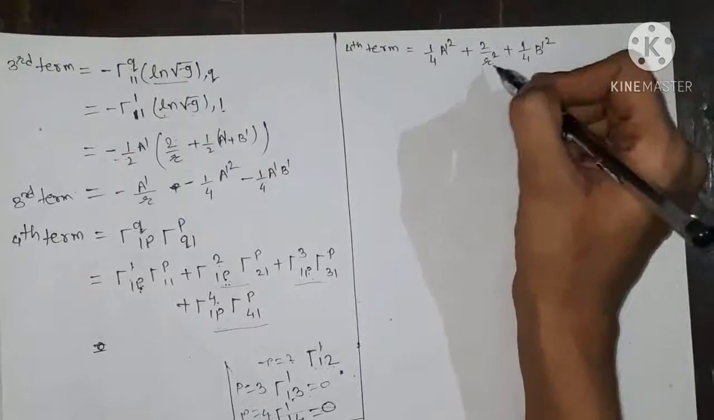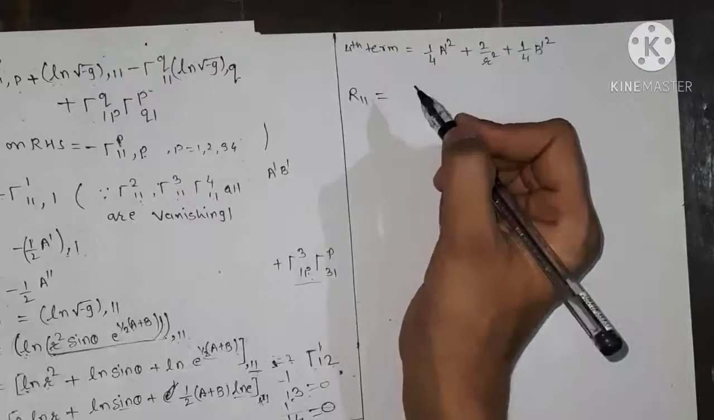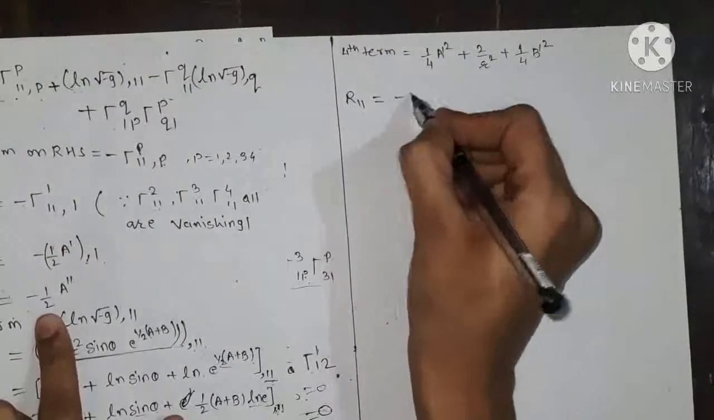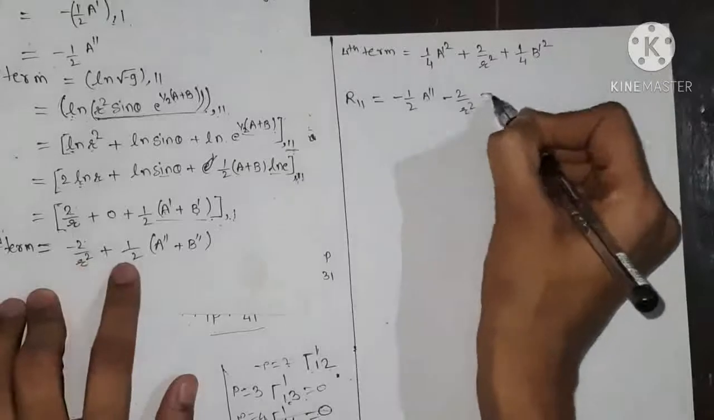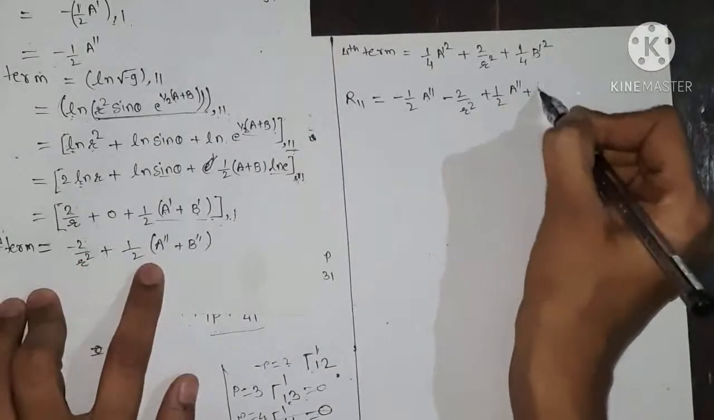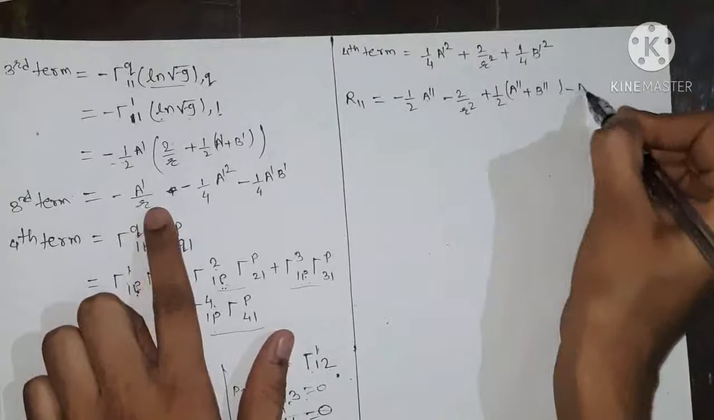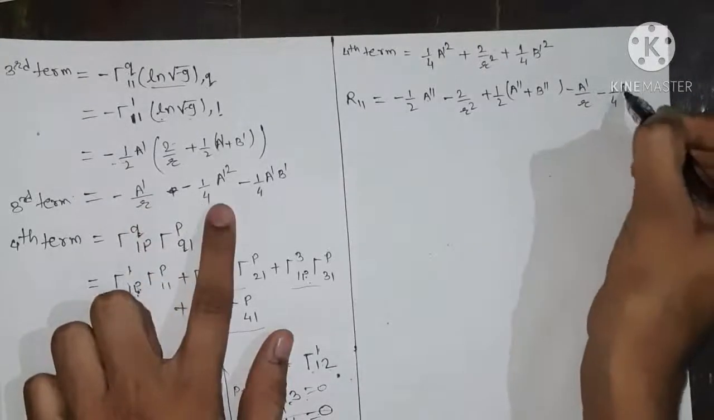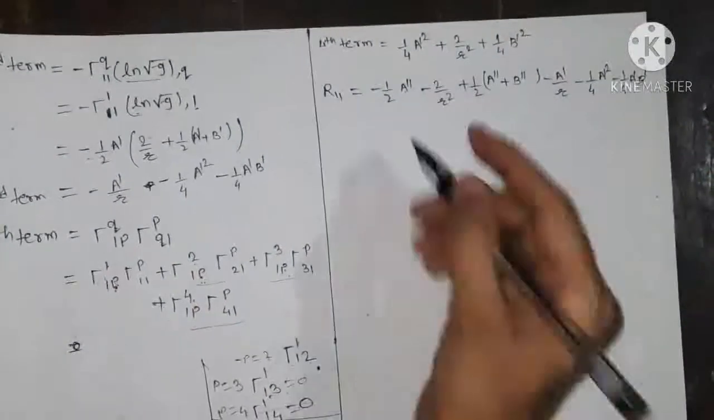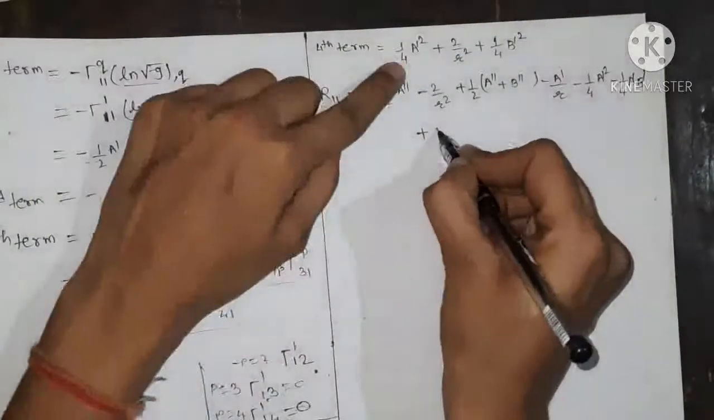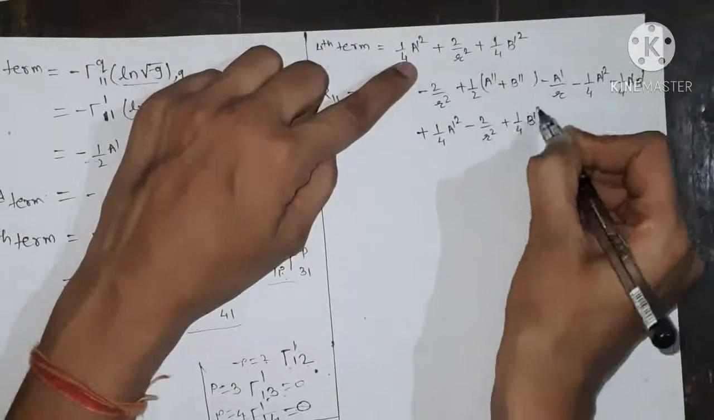Now we substitute all these four terms in R11. So R11 is equal to: our first term is minus 1 upon 2 a double dash, plus the second term, which is minus 2 upon r squared plus 1 upon 2 a double dash plus b double dash, plus our third term, which is minus a dash upon r minus 1 upon 4 a dash squared minus 1 upon 4 a dash b dash, plus our fourth term, which is 1 upon 4 a dash squared minus 2 upon r squared plus 1 upon 4 b dash squared.